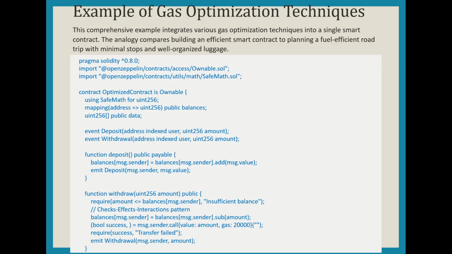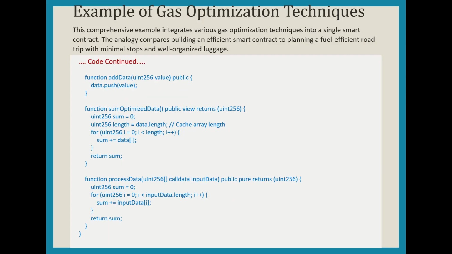Then you have your addData function. This adds a value to the data array. It has public visibility, so anyone can call this function. Then you have a sumOptimizedData function, which sums the elements of the data array. It's public view, so anyone can call this function, and it does not modify the state of the contract. The optimization takes place here because it caches the length of the array to reduce gas usage by avoiding repeated length lookups. We have cached the length of the array beforehand to avoid repetitive iterations and loops that increase the gas cost. So we are minimizing the gas cost here.